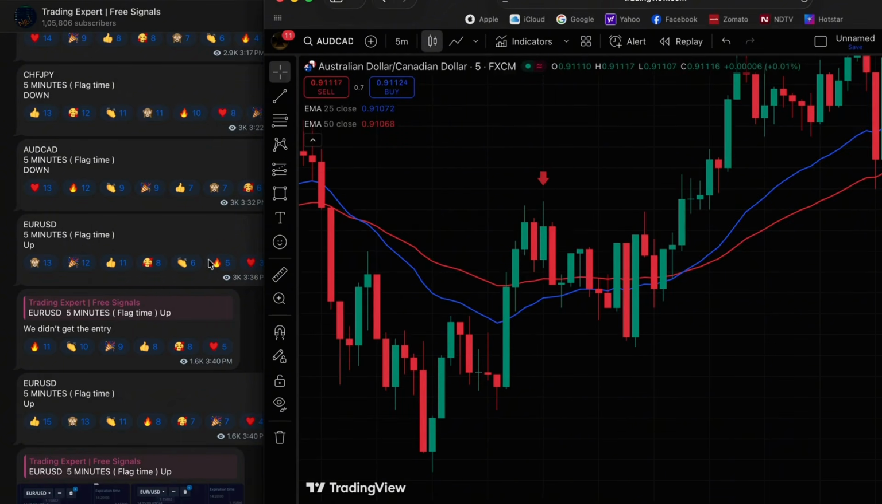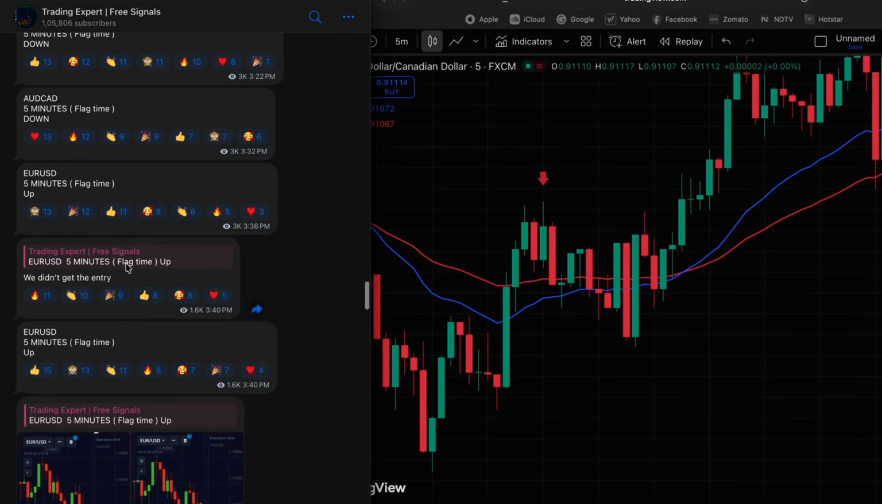This was a loss. The next signal was for USD 5 minutes up, and in this we didn't get the entry. So we skipped this trade.